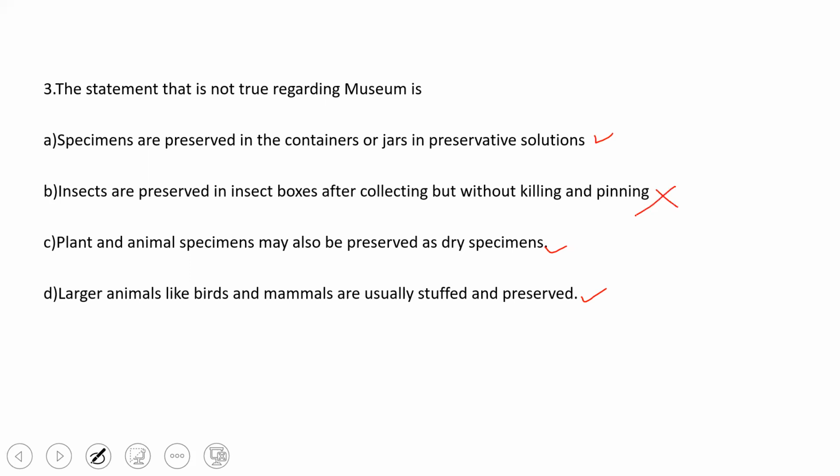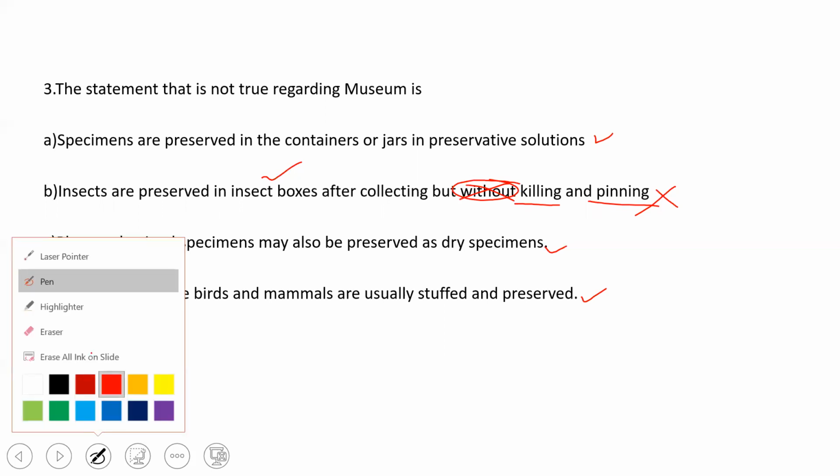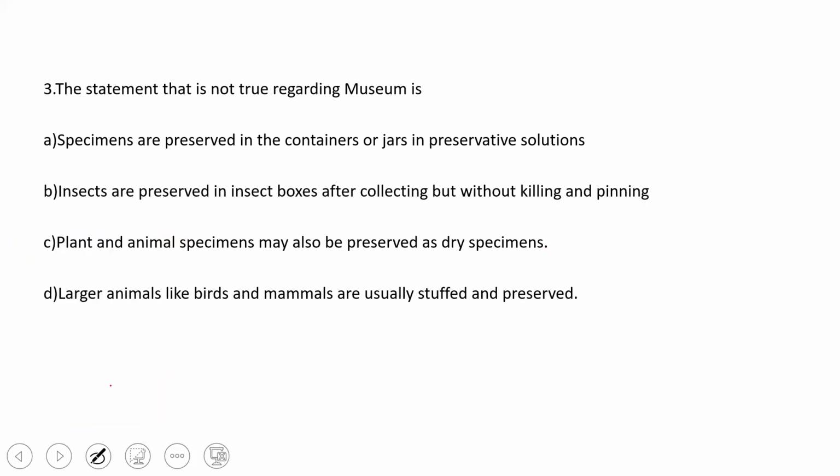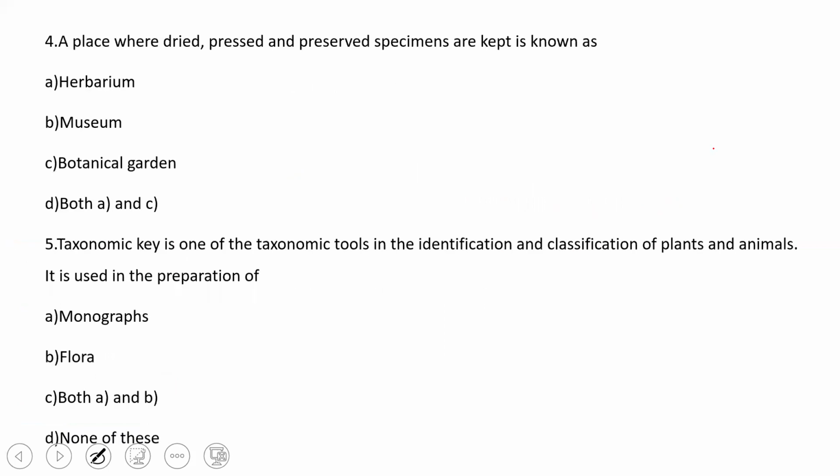We know that insects have to be preserved in insect boxes, right? After collecting, they have to be killed. Killing and pinning plays a very important role. Otherwise, the specimen cannot be preserved for a longer period of time. So here the option which is not true or wrong is the second option. Next question.